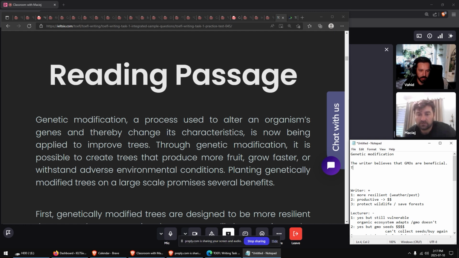The lecturer, and they say, however, the lecturer disagrees. And that will be wrong because the lecturer doesn't disagree that GMOs can have some benefits. So you can say, although the lecturer agrees that there are some benefits, he or she thinks that we still have to avoid them because of all the possible negative effects that they can have.